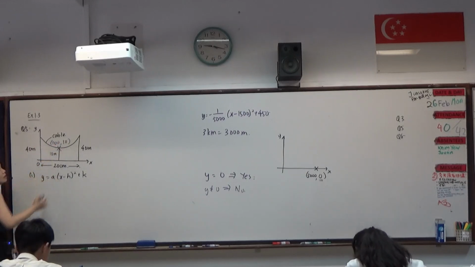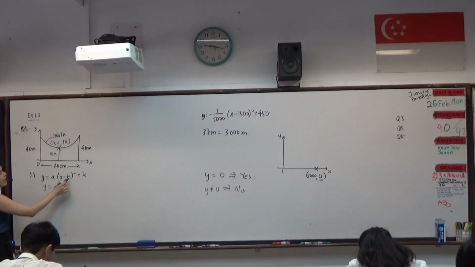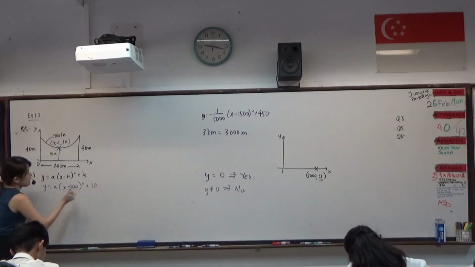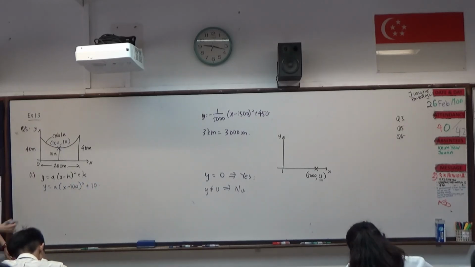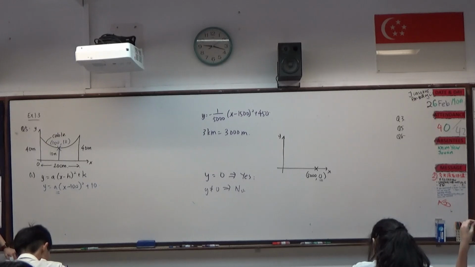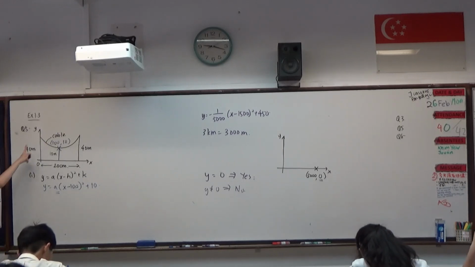So regarding the x coordinate, h will be 100, so we've got a minus sign, and then k will have to be 10. Then the remaining thing for us to determine is the value of a. How can we find the value of a? The other information we have yet to use is this 40 meters.